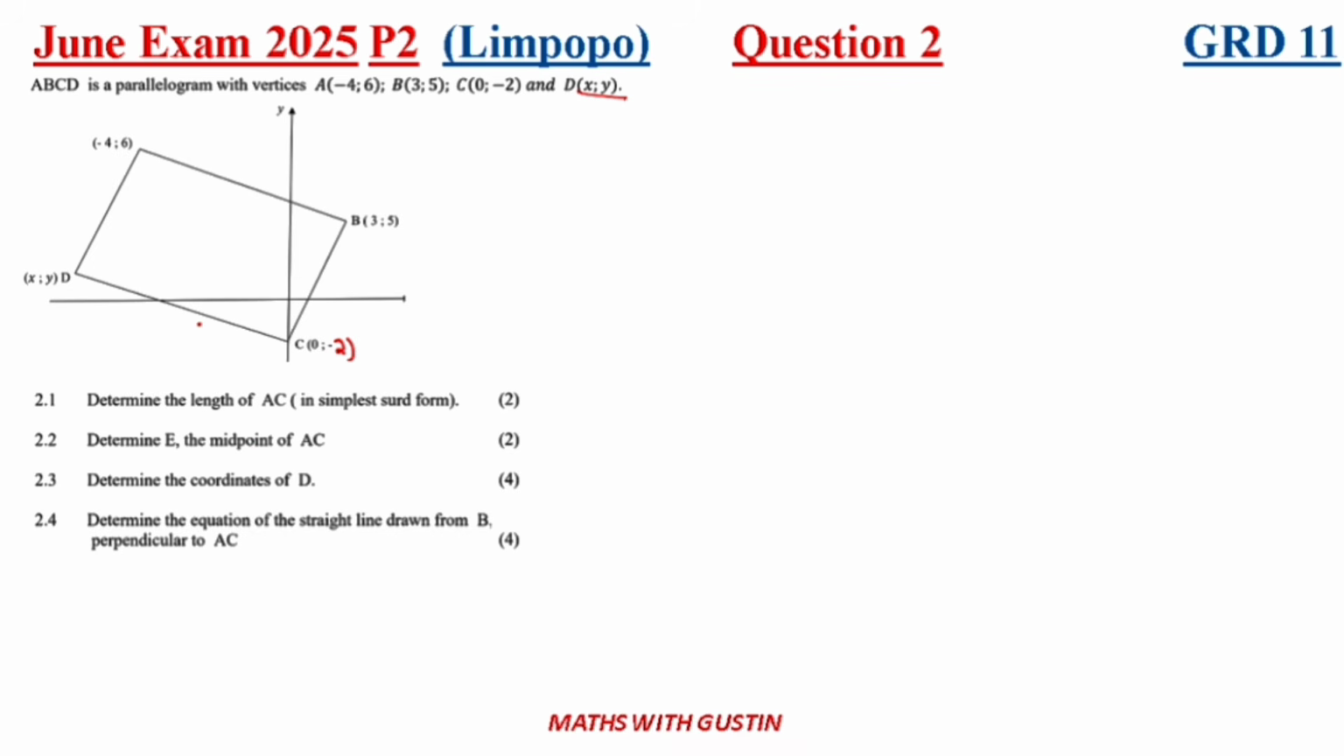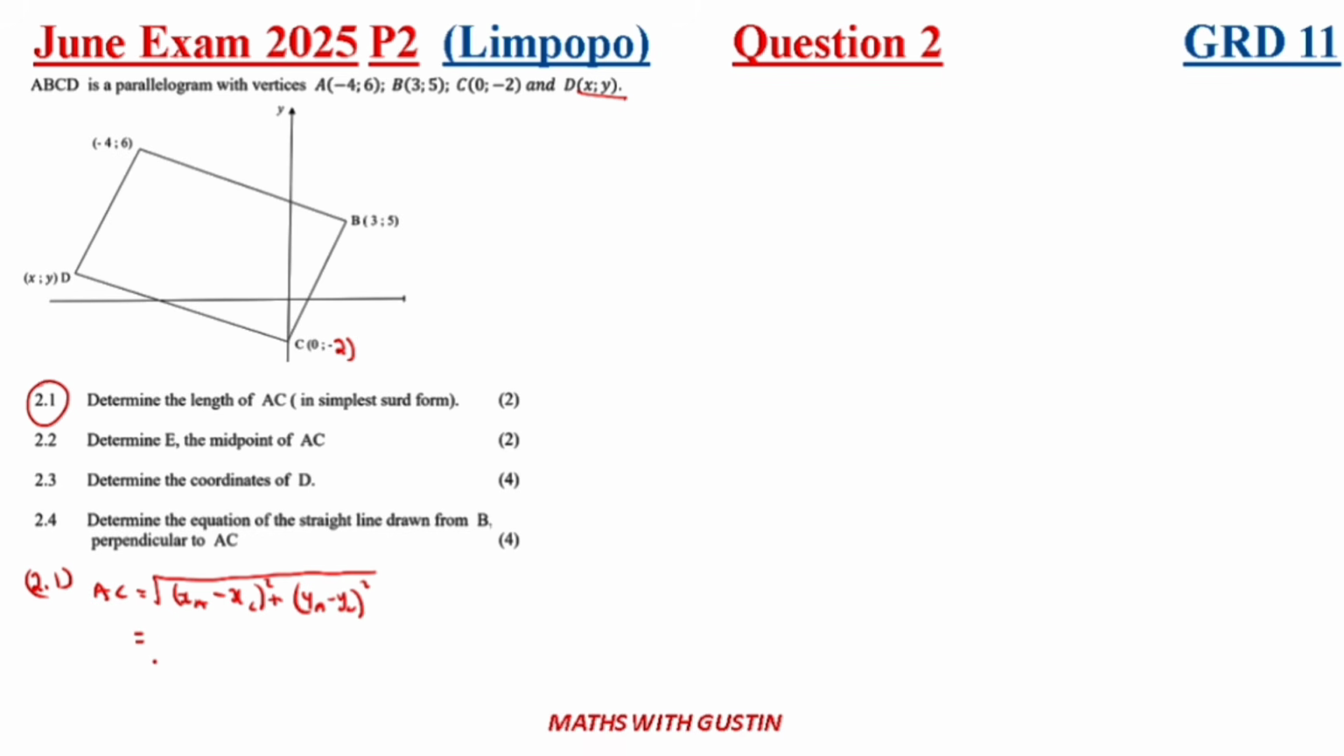Now we already see that they put it on a Cartesian plane where we can tell that here it's in the second quadrant, here is in the third quadrant. So 2.1 says determine the length of AC. For 2.1, we're just going to apply the distance formula here. AC is equal to the square root of x at A minus x at C all squared plus y at A minus y at C all squared.